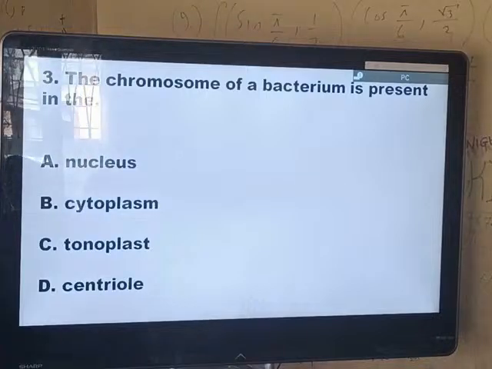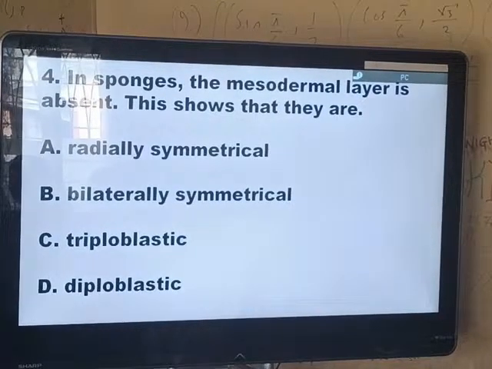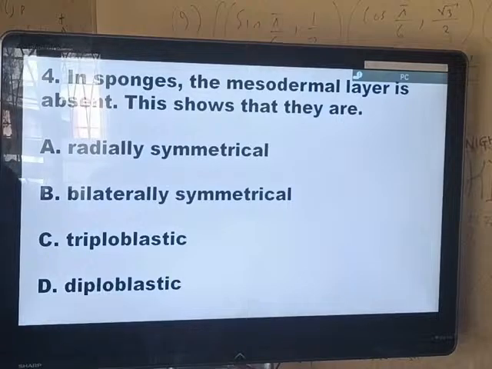The chromosome of a bacterium is present in the cytoplasm. Let's go to number four. In sponges, the mesodermal layer is absent. This shows that they are A, radially symmetrical; B, bilaterally symmetrical; C, triploblastic; and D, diploblastic.